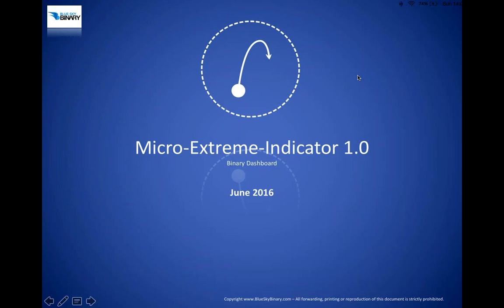So we're going to discuss the micro extreme indicator that the binary dashboard team has engineered over the last 2 months. In short, we just call it the MXI for simplicity.